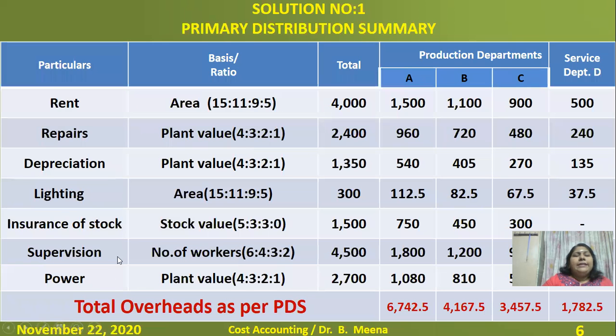So for lighting, I already prepared the area ratio: 15 is to 11 is to 9 is to 5. So 300 is the lighting charges. 300 into 15 by 40, I'll get 112.5, and 300 into 11 by 40, I'll get 82.5, and 300 into 9 by 40 for C, I'll get 67.5. Like that I will do it for D, 300 into 5 by 40. So this is the calculation for lighting charges.